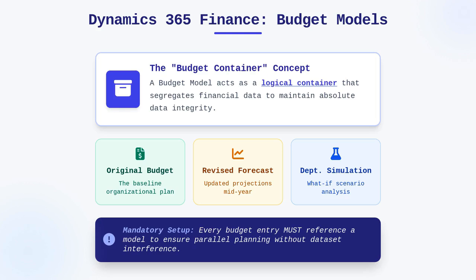Setting up these models correctly is mandatory because every subsequent entry in the budget planning module must reference a model to maintain data integrity. This logical separation is what allows enterprise-level organizations to run parallel planning scenarios without interference between datasets. When you define these models, you are effectively setting the top-level parameters for all future financial activities within the budgeting module.